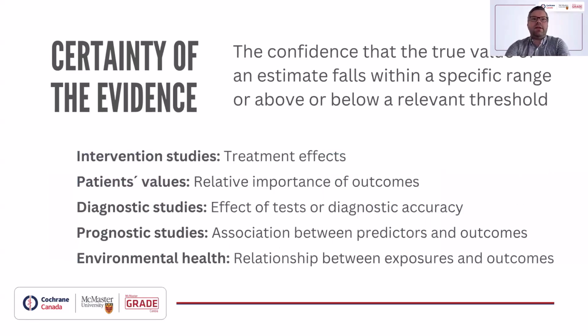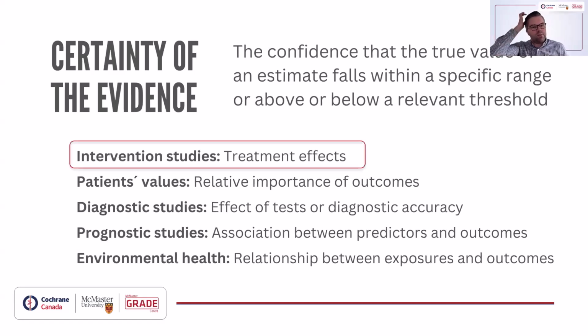In terms of the certainty of evidence and within the GRADE approach, there are various types of evidence. Intervention studies, evidence on patients' values or relative importance of outcomes, on diagnostic test accuracy, for example, on prognostic studies, so covering association between predictors and outcomes, or for example, evidence on environmental health, where we're looking at the relationship between exposures and outcomes. For the purpose of today's webinar, we are focusing on the certainty of evidence from intervention studies, so that being treatment effects.